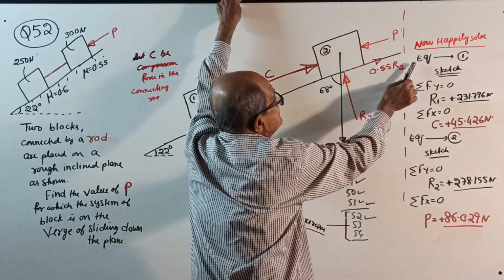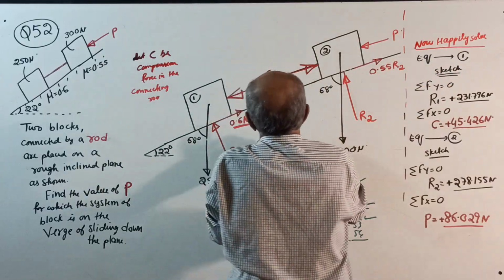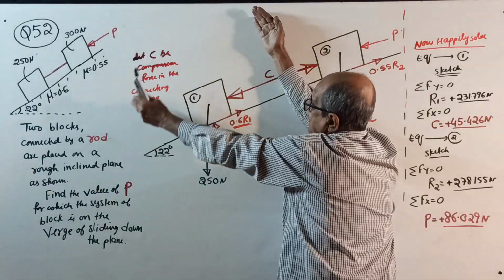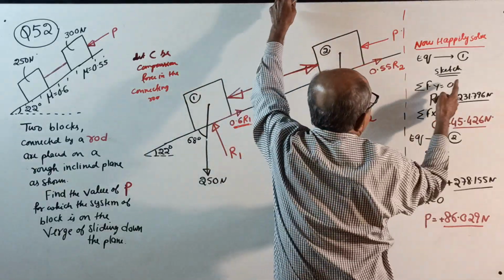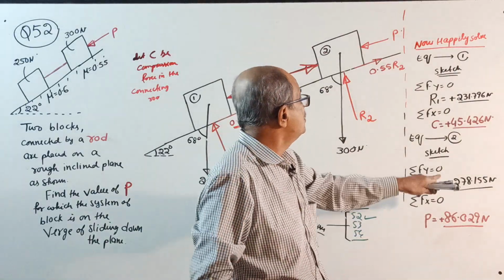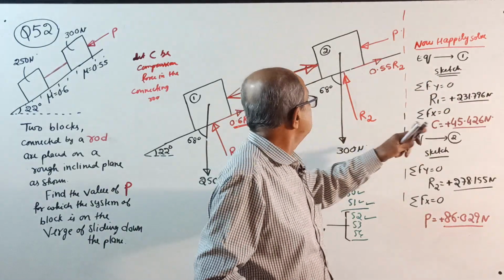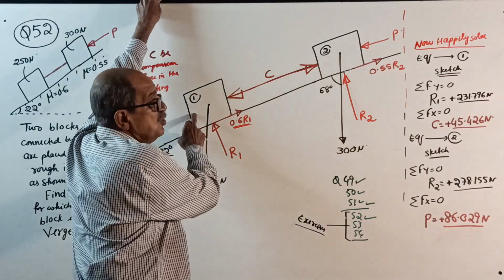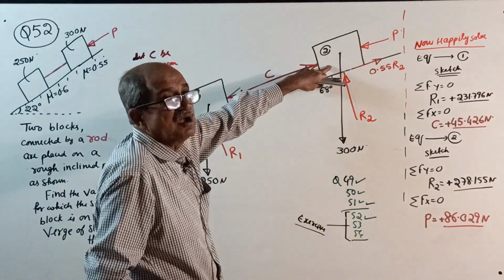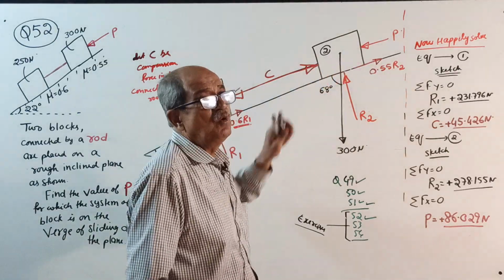Consider equilibrium of block 1. One sketch required. Which sketch? See, this sketch required. You write, why block 1? I will not tell. Why block 1 first, not block 2? In some questions you have to consider the lower block first, then the upper block. In some questions you have to first consider the upper block, then the lower block.